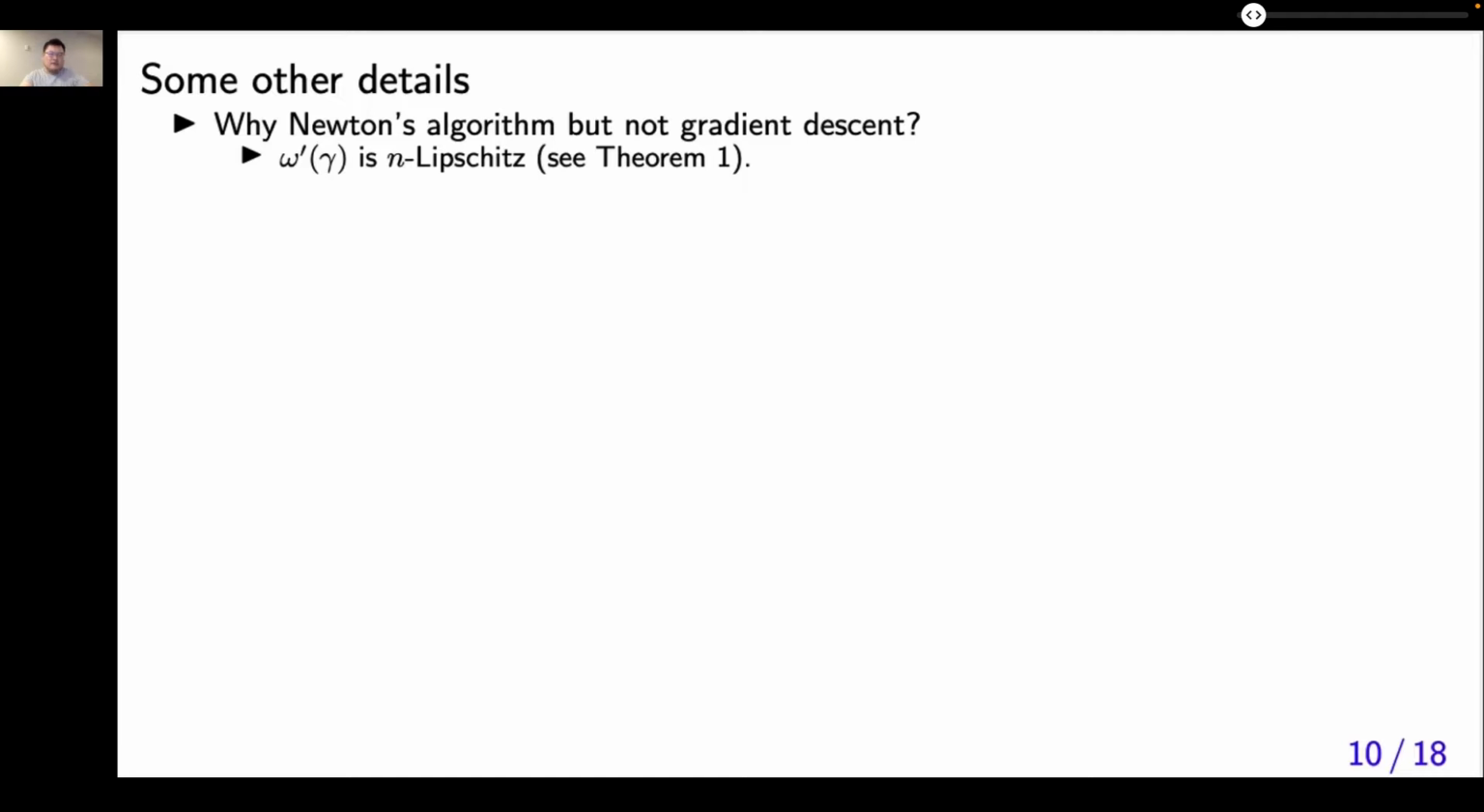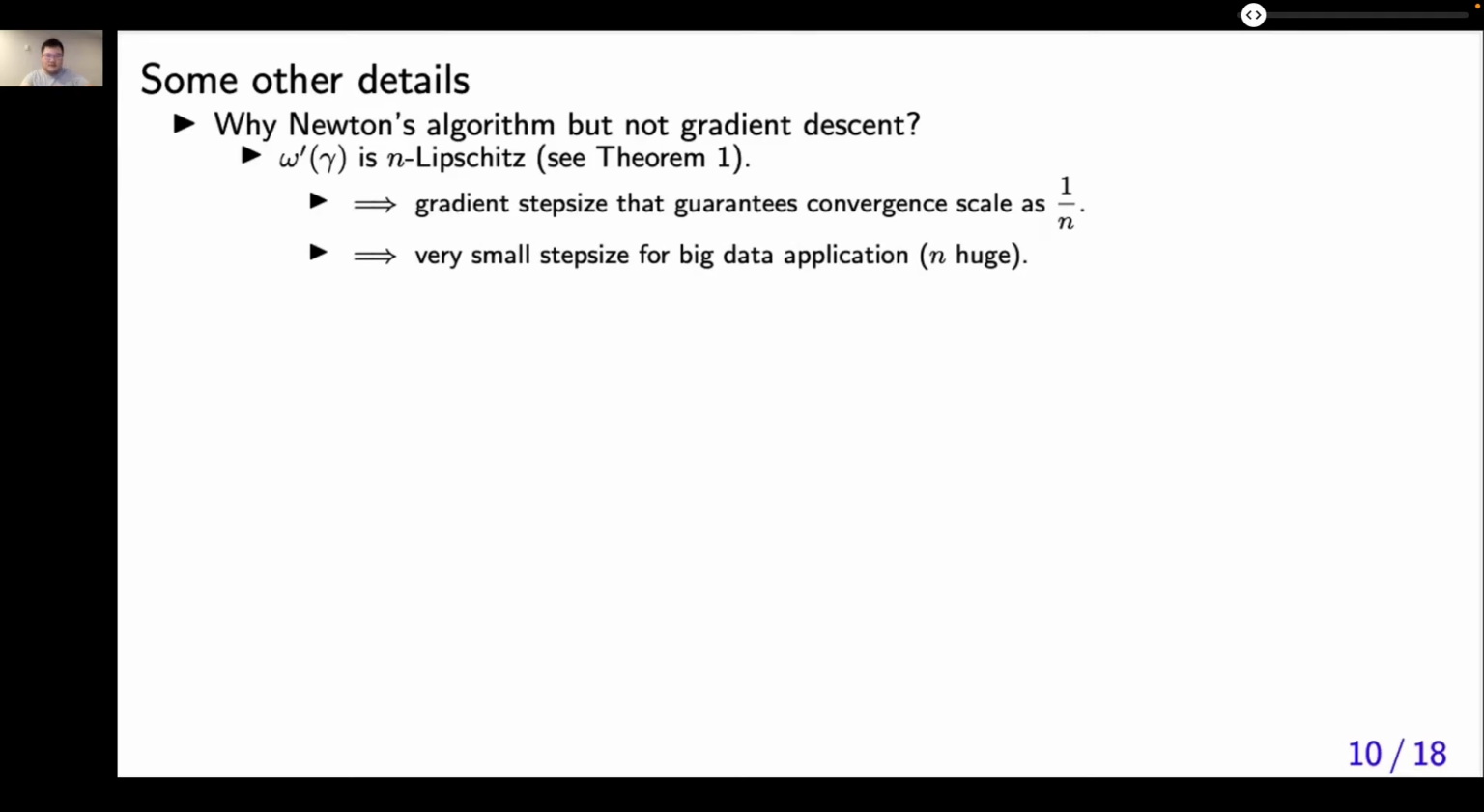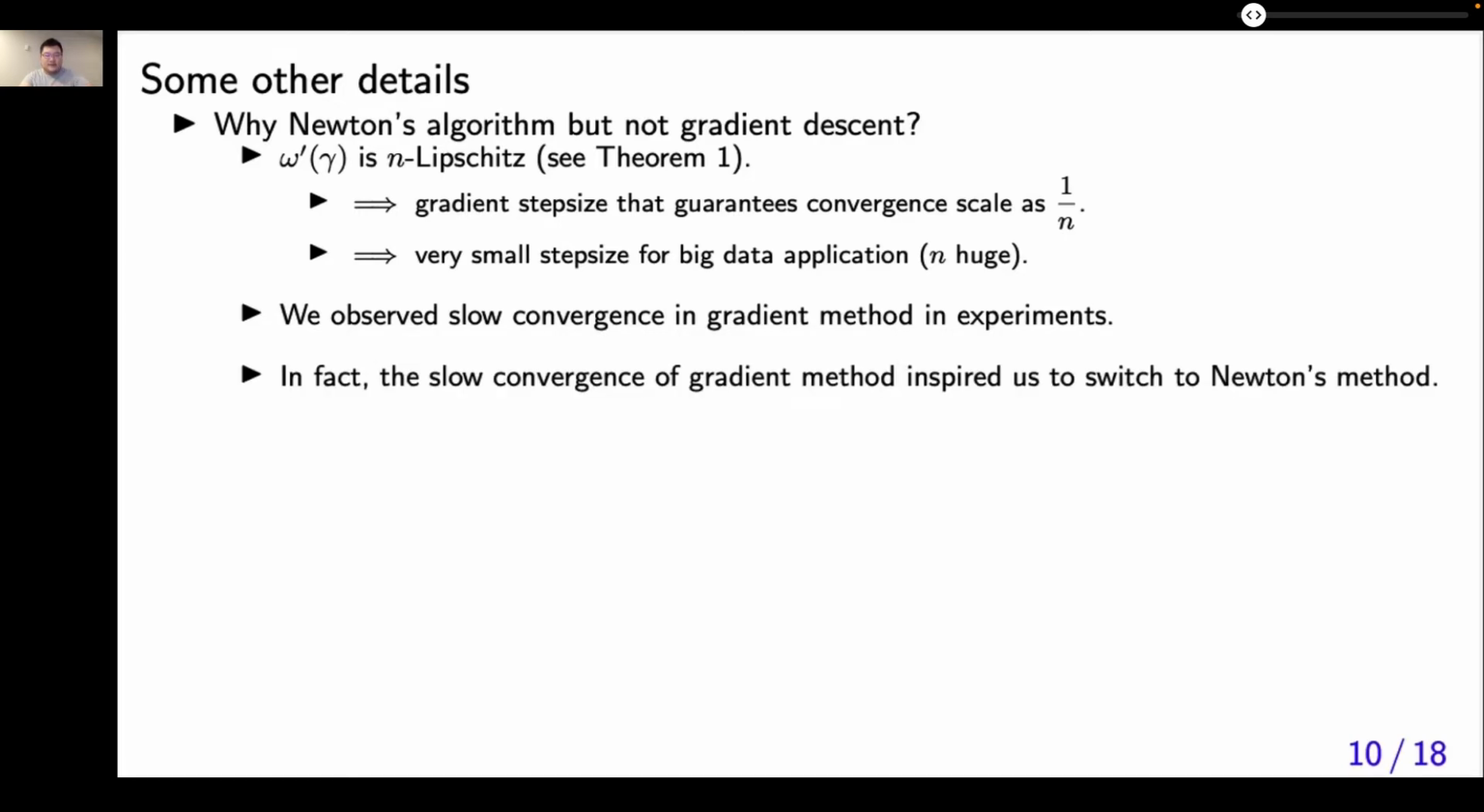So you may wonder why we use Newton's method but not just gradient descent. It's because by theorem 1, we found that the gradient has a Lipschitz constant n. So that means the step size that guarantees convergence will scale as 1 over n. So if n is very big, for example in big data, 1 over n will be a very, very small number. And in that case, we observe very slow convergence in the gradient method in many experiments, and that's why this inspired us to switch to Newton's method.